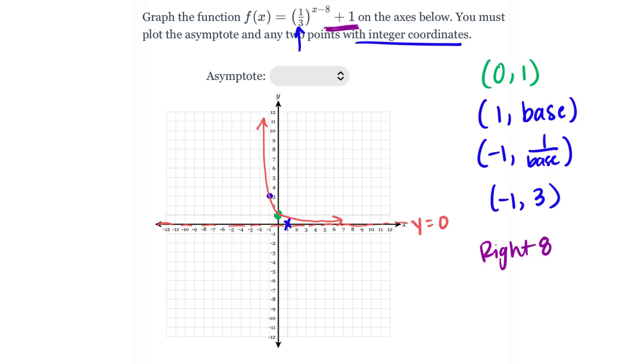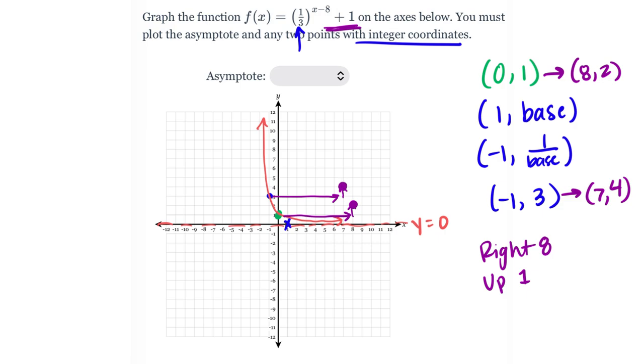And then this big +1 is a y shift, an up or down shift, and it's going to be up 1. So we're going to take these 2 points that we already found, and we're going to shift each one right 8 and up 1. So this point that's at 0, 1 will shift to 8, 2. And the point that is at -1, 3 will shift to 7, 4.